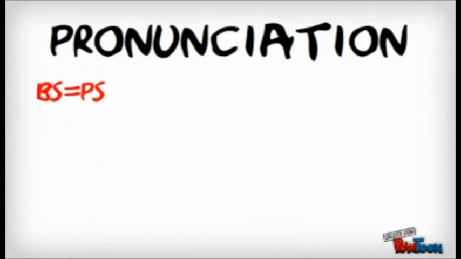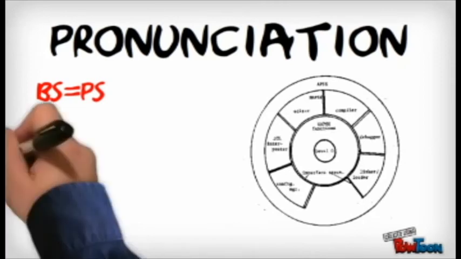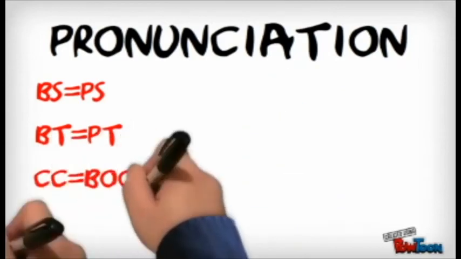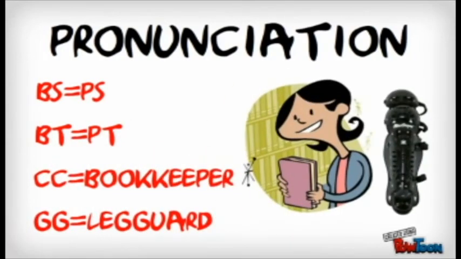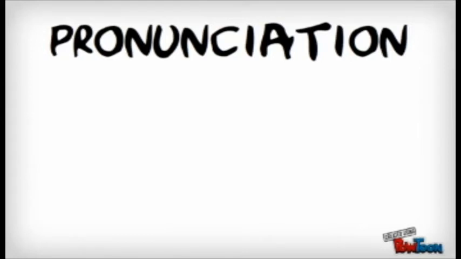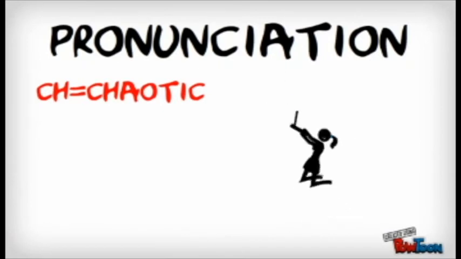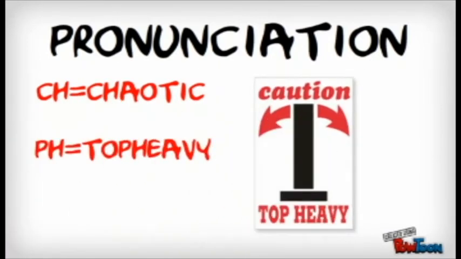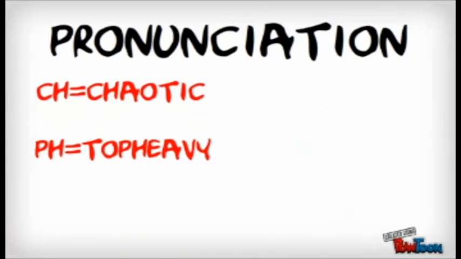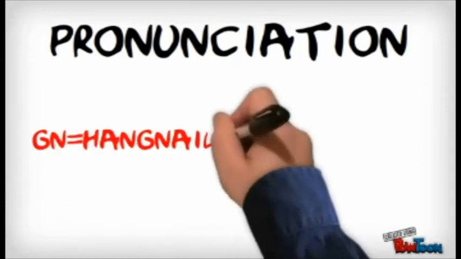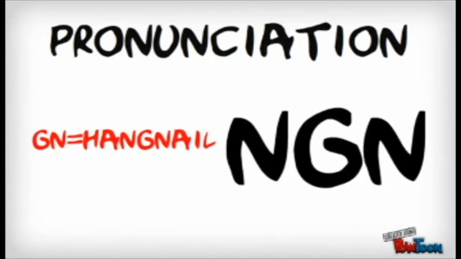BS combinations are pronounced more like the PS in apps. Similarly, BT combinations are pronounced like the PT in captain. Double C's and double G's remain hard, pronounced like the K's in bookkeeper and the G's in leg guard, respectively. CH's are also always hard, pronounced like the CH in chaotic. PH's are pronounced like the P and the H in top-heavy, not as the PH sound in philosophy. Similarly, TH's are pronounced like the T in take, so the Latin word for theater would be theatrum. Finally, GN's are pronounced like the NGN in hangnail, not just as a simple G and N.